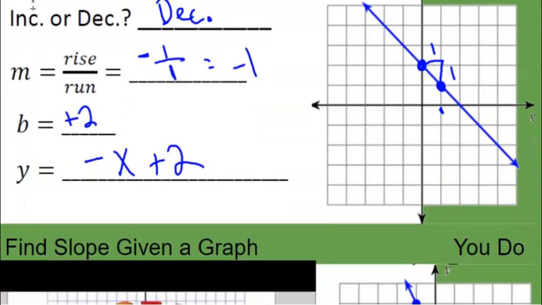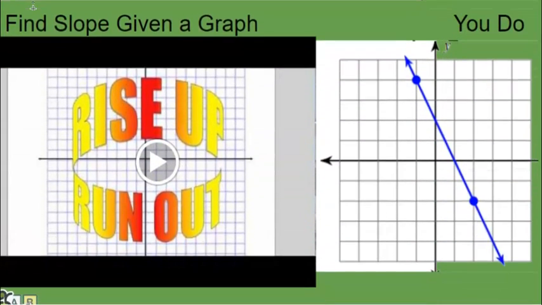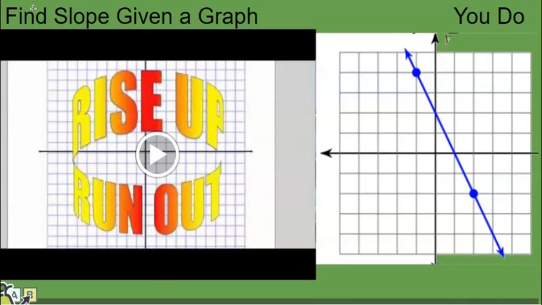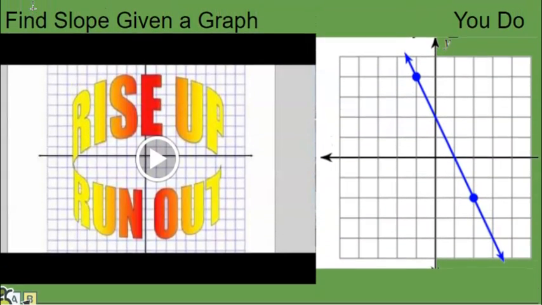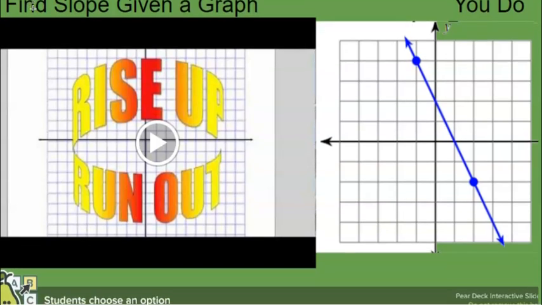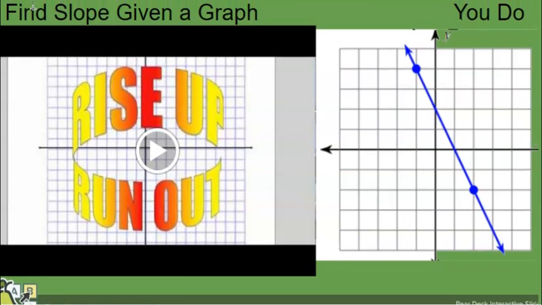Okay, using this example, go ahead and try this one. Choose an option. What is the slope of this one? 2 lattice points have already been given to you.